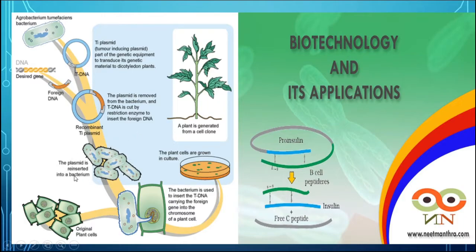Then this diagram is showing the introduction of the desired gene into a plant. For that, the source is Agrobacterium tumefaciens, and from here the foreign gene is taken. This is the recombinant plasmid. It will enter into the bacteria to make multiple copies, and then this bacteria is used to insert the T-DNA into the plant cell grown in culture, and this gives rise to a plant which is generated from a cell clone. So these are the applications of biotechnology.